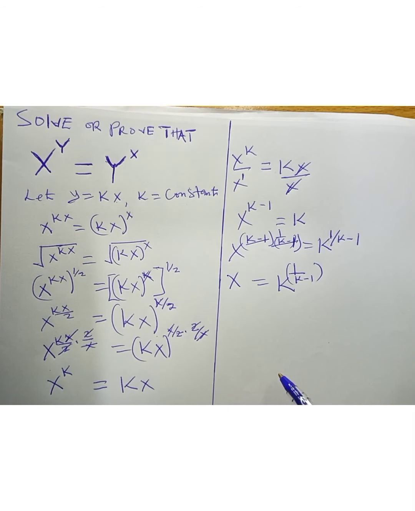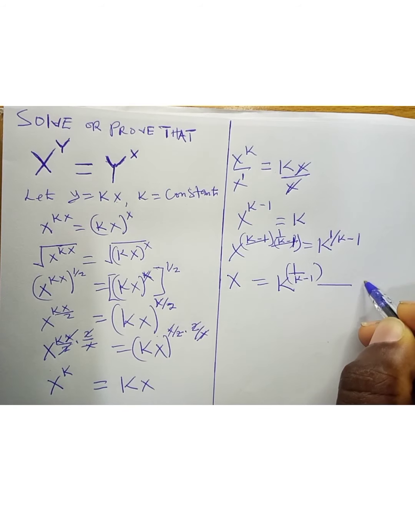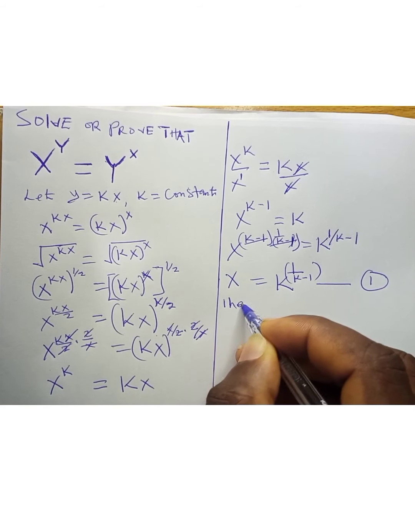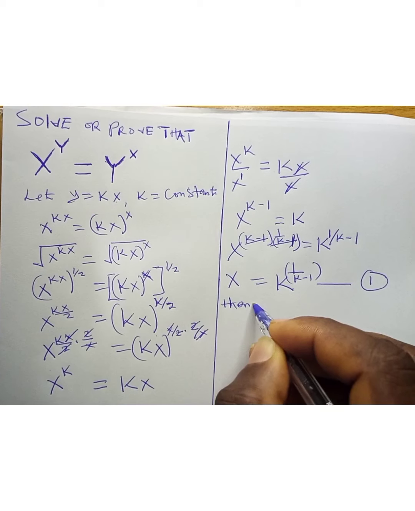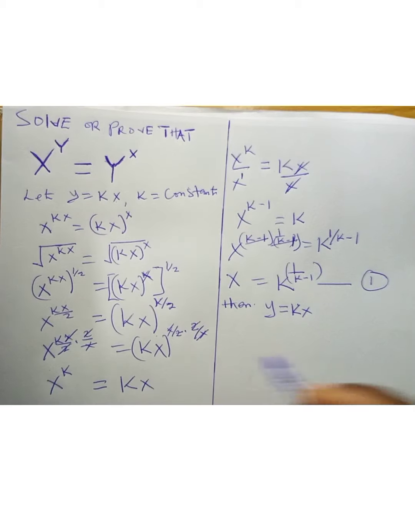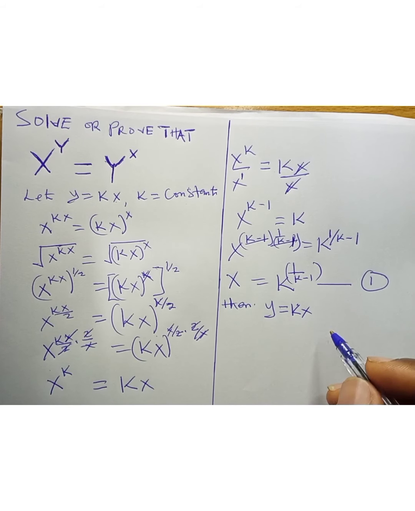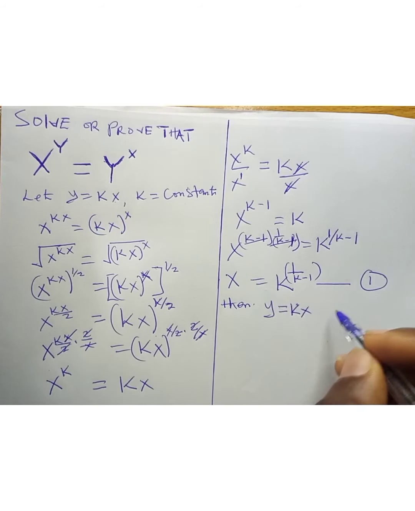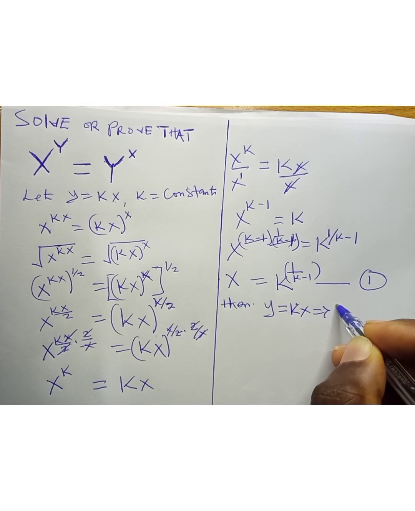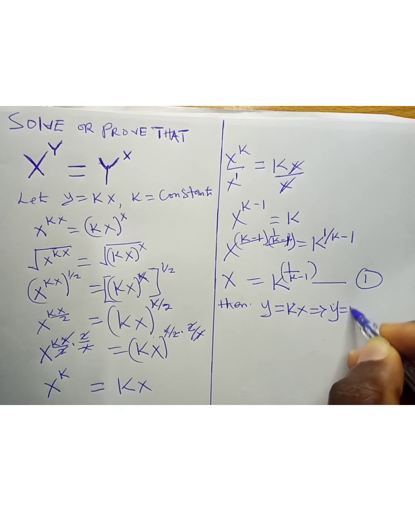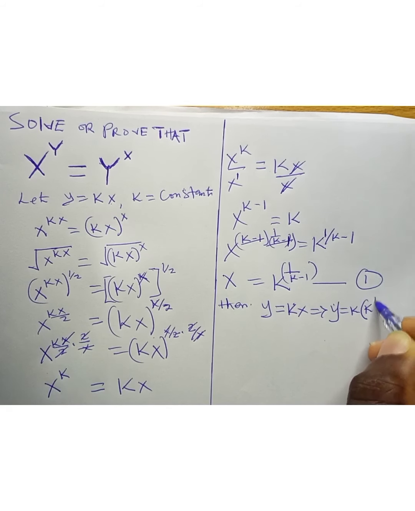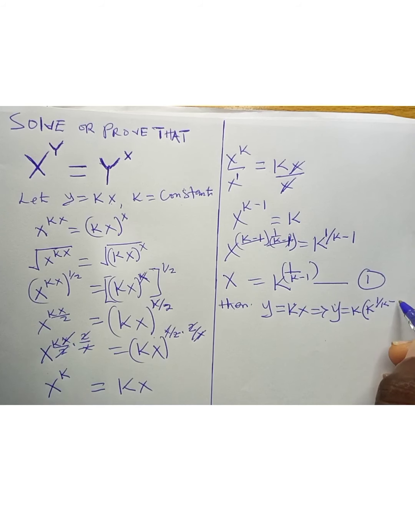If we have that result, we can call this equation 1. So I can now say that y equals kx, from what we said, let y equal kx. If we substitute the value of k, this implies that y equals k times k raised to power 1 over k minus 1.